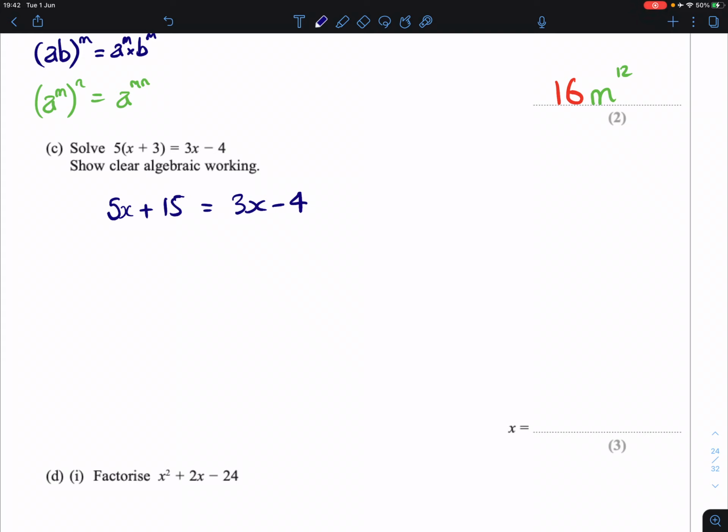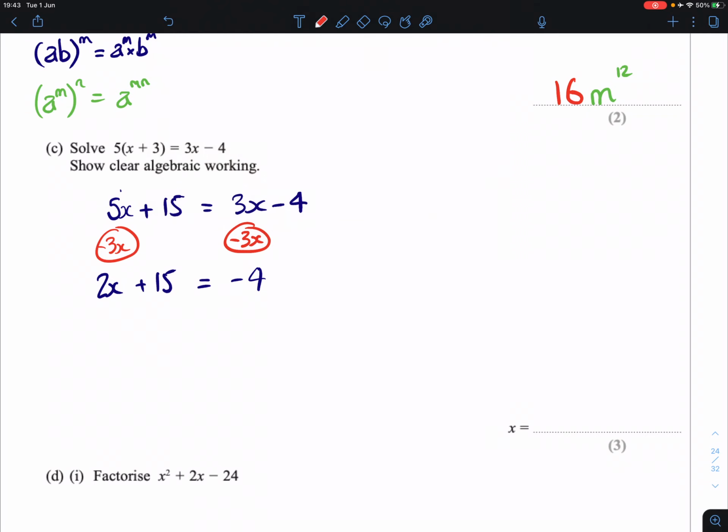Now let's make sure that we've got all the letters on the same side. There are more x's on the left compared to the right, so we want to get rid of that 3x. We don't want any letters on the right. So if we take away 3x, that will make them disappear. We do the same on the left in order to keep it an equal sign. What we will be left with then is 2x on the left, a plus 15, and a minus 4 is all that will remain on the right.